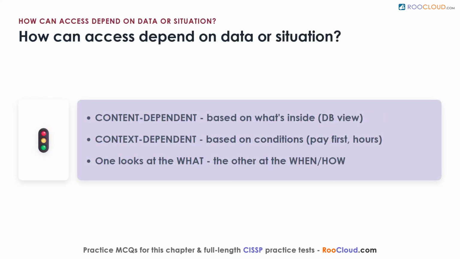How can access depend on the data or the situation? Two related controls handle this. A content-dependent control decides based on what is inside the object, like a database view that exposes only customer names and emails while hiding the credit card column underneath. A context-dependent control depends on the surrounding conditions, like requiring a shopper to complete payment before the download page unlocks, or blocking a login outside approved hours. One looks at the what, the other looks at the when and how.